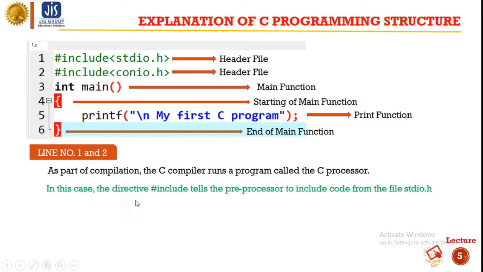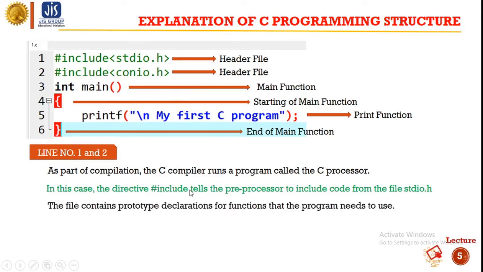In this case, the directive #include tells the preprocessor to include the code from the file stdio.h. The file contains prototype declarations for functions that the program needs to use. A declaration for the printf and scanf functions is in the file. So the printf and scanf functions are included in this stdio.h. We don't use the scanf function here. In our later programs we will use the scanf function.